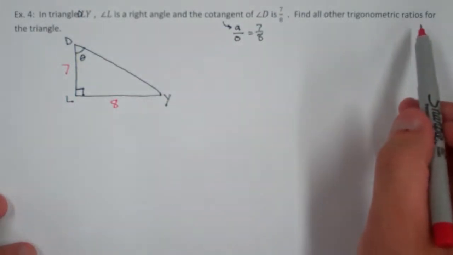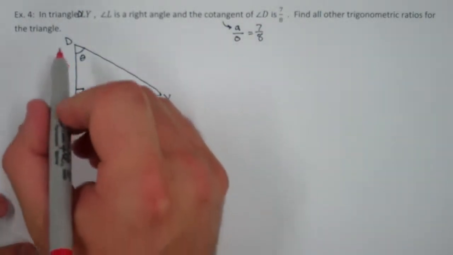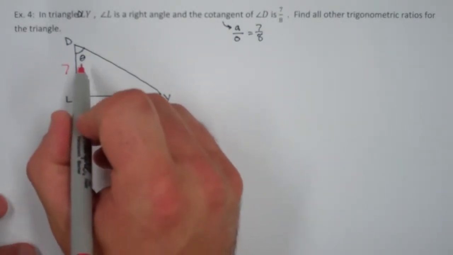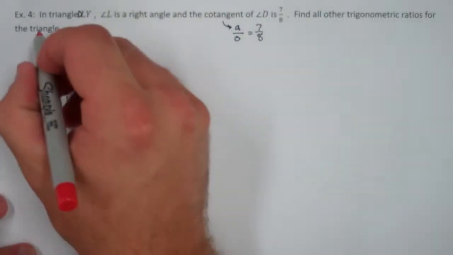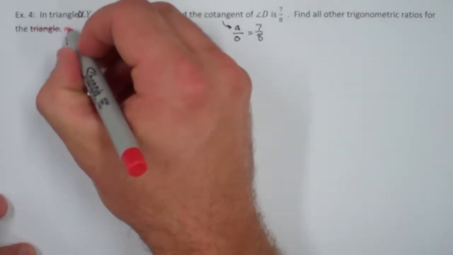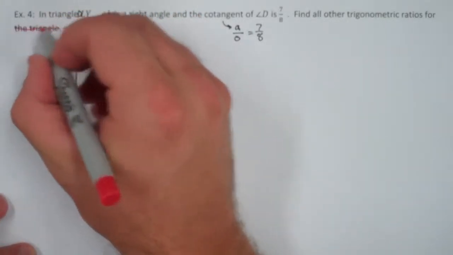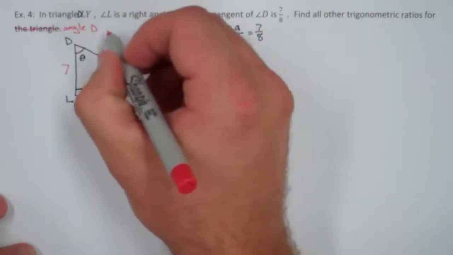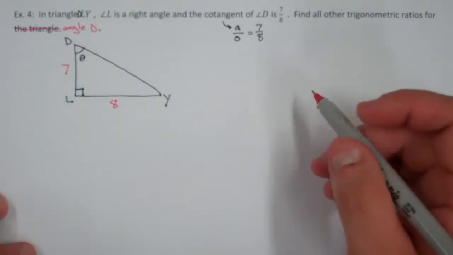It says find all the other trigonometric ratios for the triangle. That doesn't quite make sense. It should be for that angle right there, because it totally would matter which angle we're looking at. So maybe we'll strike this and we'll say for angle D. We'll strike that, and we'll just say for angle D. And that makes a little bit better sense in the context of the problem.